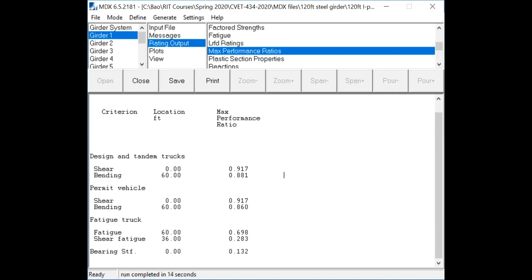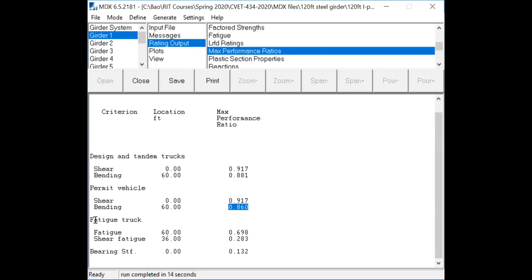So based on that, let's take a look at our design. For girder 1, shear is 0.917, and this is pretty good. And the bending, the maximum ratio is 0.881. And for the permit vehicle, girder 1, the shear is 0.917, and the bending is 0.860. So this girder design is for shear and bending both look pretty good.